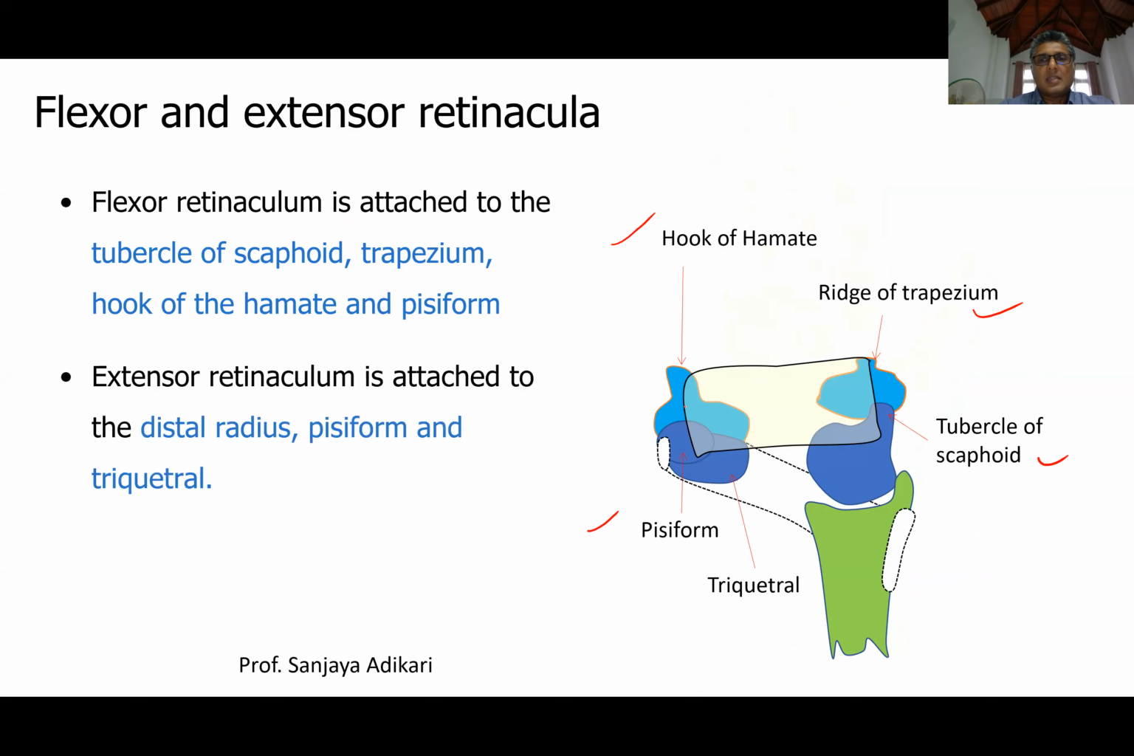Then the extensor retinaculum, on the other hand, laterally is attached to the distal end of the radius here, and proximally it is attached to the pisiform and the triquetral. Here you can have different versions in some books. Some people might say that it's attached to the hook of the hamate. There is a version like that also, but better you go by this one. Okay, pisiform and triquetral.